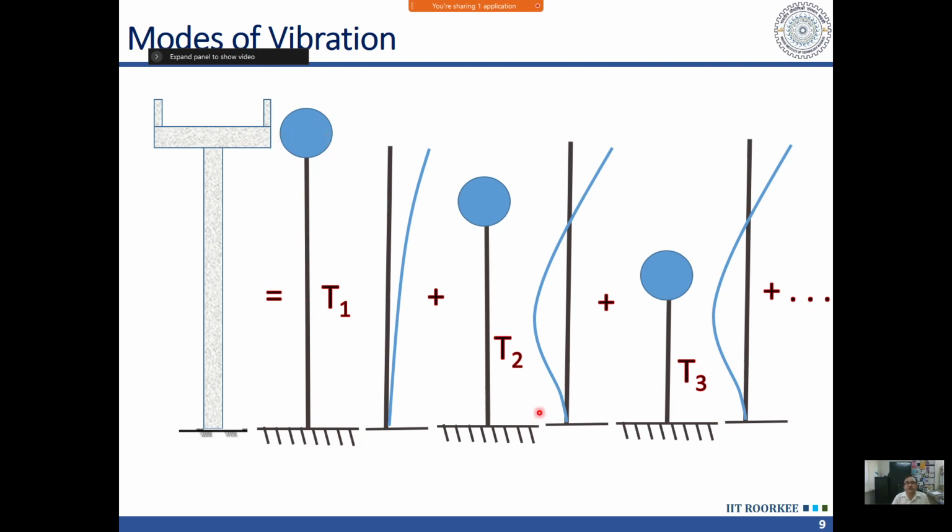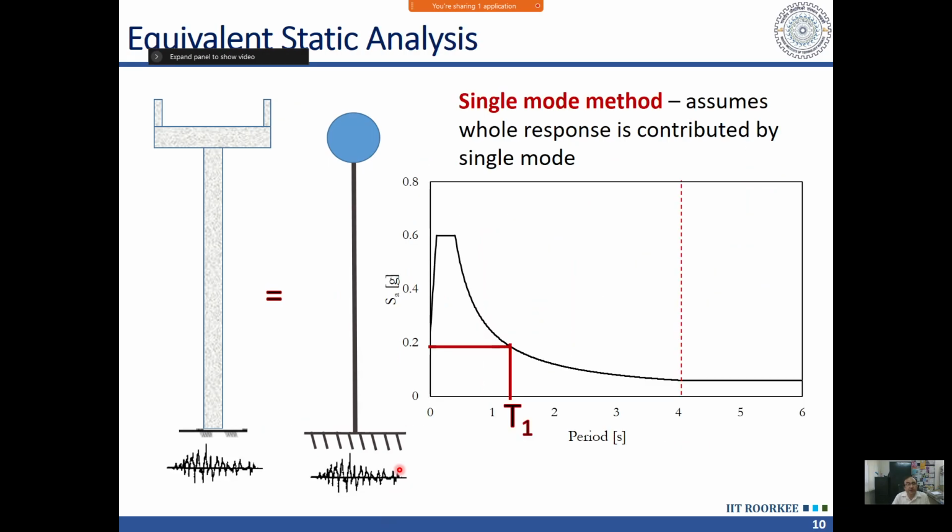So while getting the response of this actual structure, we can obtain response of a number of single degree freedom systems, and each single degree freedom system corresponds to the different modes which we have obtained. So for example, this single degree freedom system is corresponding to the first mode period, and that period is the longest, so the tallest single degree freedom system we have used here. And then we can get the response directly.